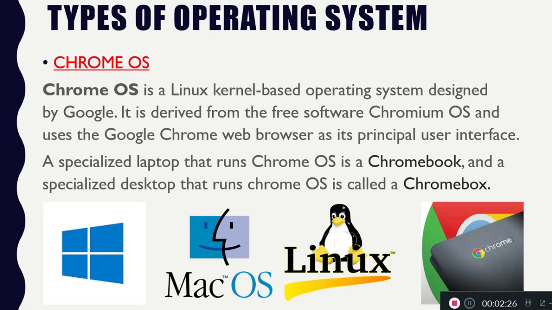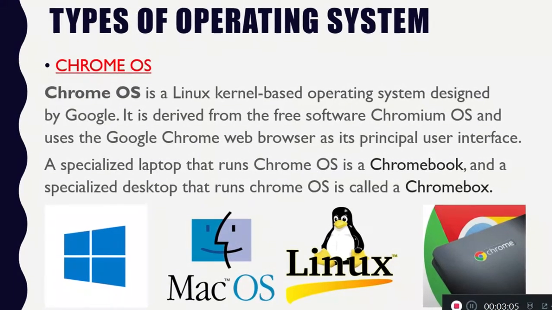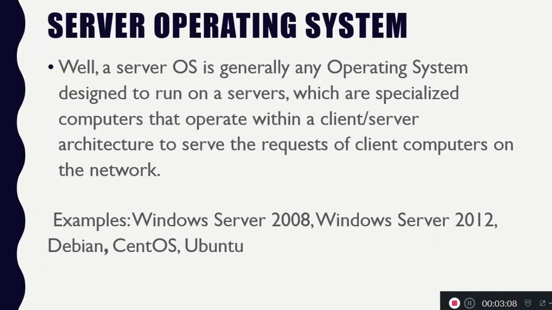The next type of operating system is Chrome OS. I've already told you it is developed by Google, and it uses the Chrome web browser as its primary interface. A laptop that runs Chrome OS is known as a Chromebook, and a specialized desktop that runs Chrome OS is called a Chromebox. Just below the Chrome OS, you can see the graphical representation. First one is of Windows, second is Mac OS, third is Linux, and fourth is Chrome OS.